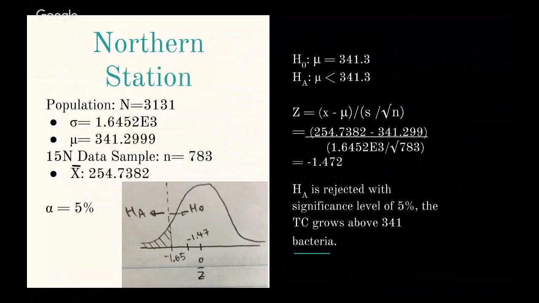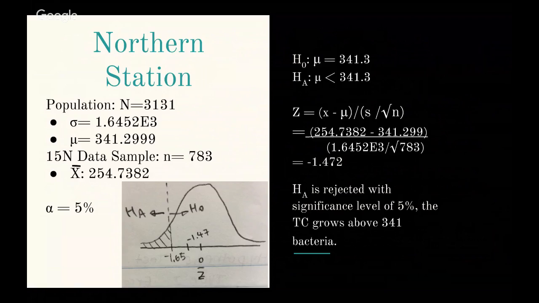For the hypothesis test, we chose a significance level of 5% for the type 1 error. In the northern station, the population parameters are sigma and mu, with a total population of 3131. We took the data from the 15 northern station only, and calculated a sample mean as 254, the standard deviation as 1.645 to the third power, and the sample size of 783.